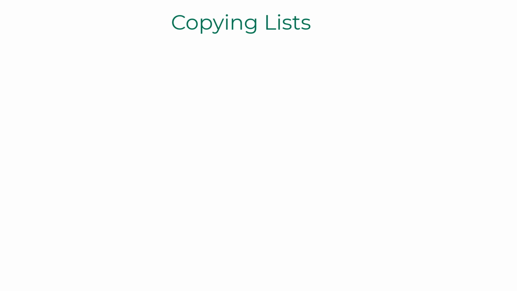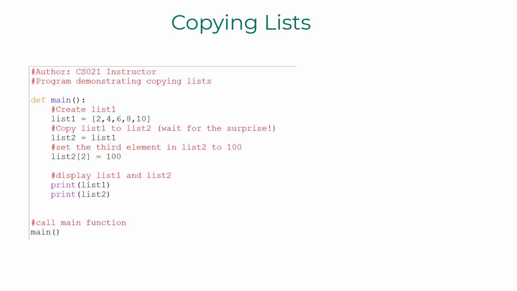Alright, pay close attention to what I'm going to discuss now. Here is a program that creates a list and assigns it to the list1 variable. I have this statement, list2 equals list1. Now I change the third element of list2 to 100. Then I will be displaying list1 and list2. You would think that list1 would have 2, 4, 6, 8, 10 and list2 would have 2, 4, 100, 8, 10. Let us find out by running this program.